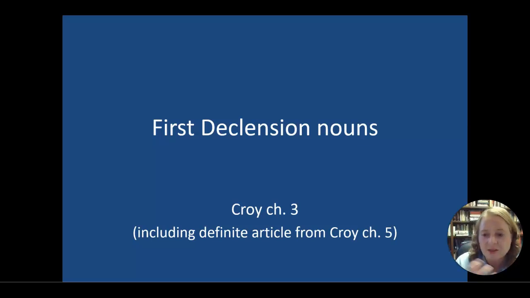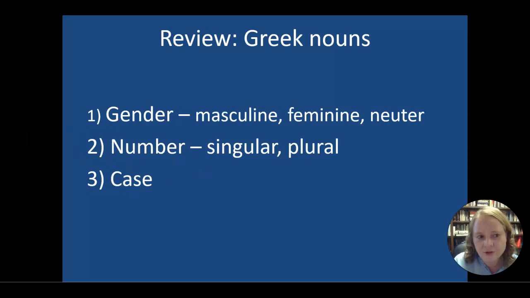I'll talk about what that means in a minute, but you want to go ahead and star the chapter 5 definite articles. You want to put a flag there, whatever you need to do, because they're going to be the most consistent thing, and if you learn them, that's probably the easiest and fastest way to learn about nouns in Greek.